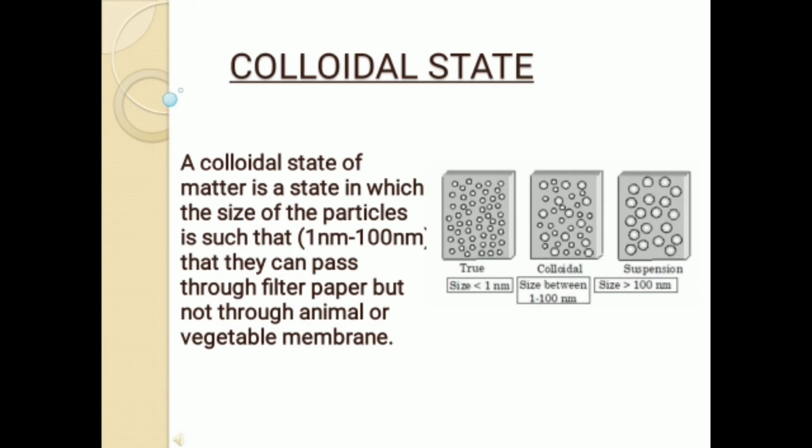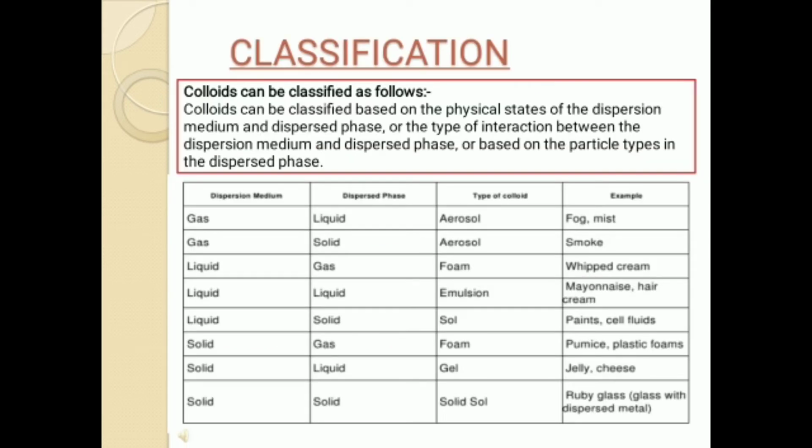Now let's come to the classification of colloidal state. Colloids can be classified based on the physical state of the dispersion medium and dispersed phase, or the type of interaction between the dispersion medium and the dispersed phase. Like in the table, for dispersion medium we first take gas and for dispersed phase we take liquid. Then it becomes aerosol. Examples are fog and mist. Likewise, dispersion medium gas and dispersed phase solid also becomes aerosol, and its example is smoke.